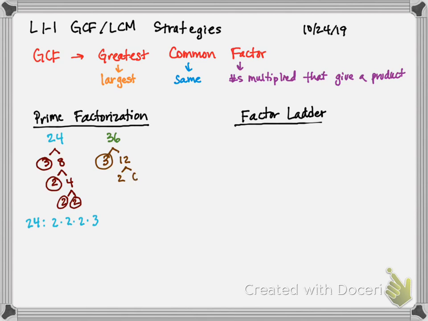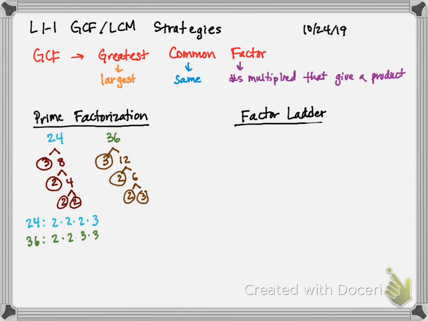Let's see, 2 times 6. 2 is prime, 6 is not. 6 is 2 times 3. Okay? So 36, its factors, again in order from least to greatest, are 2 times 2 times 3 times 3.